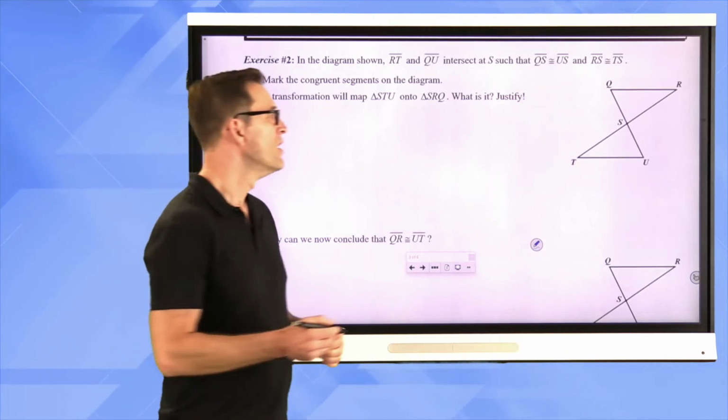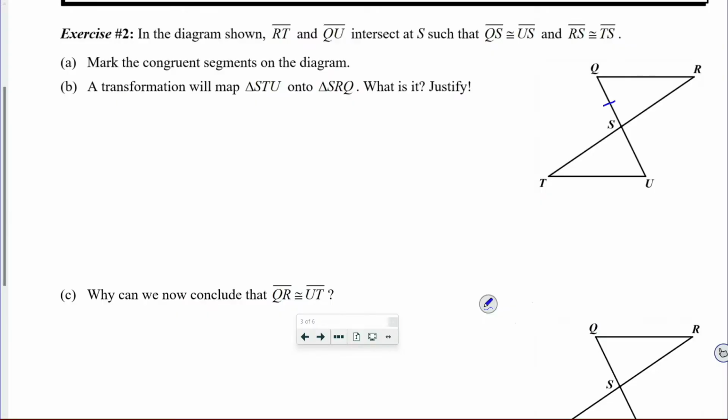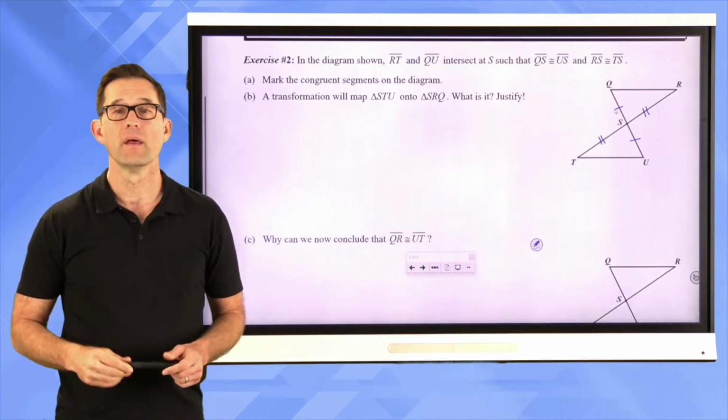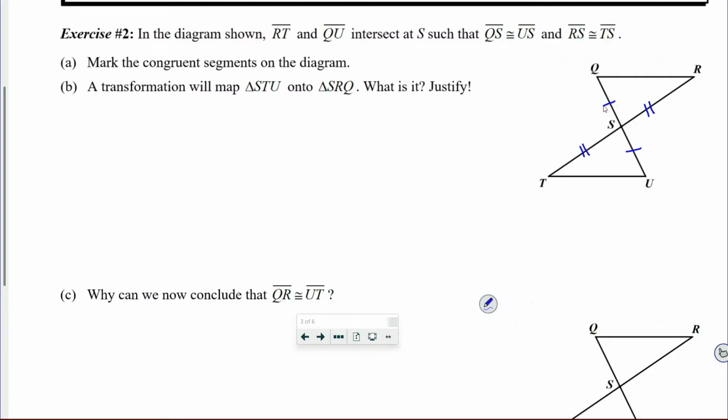All right, let's do it. So we get QS congruent to US, and we get RS congruent to TS. Fantastic. All right, letter B. A transformation will map triangle STU onto triangle SRQ. What is it? Justify!